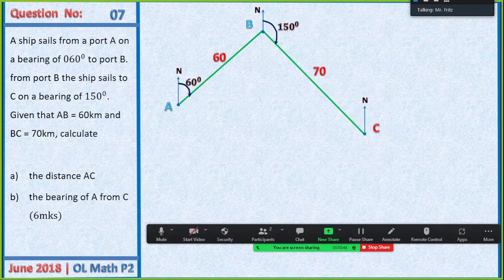Now they want us to find the distance AC. So how can we find this distance AC? We can first of all start by checking if this is a right angle triangle, and then we can use Pythagoras. But if it's not a right angle triangle, then we are going to use either the sine rule or the cosine rule. You know about those rules? Hello, are you there?